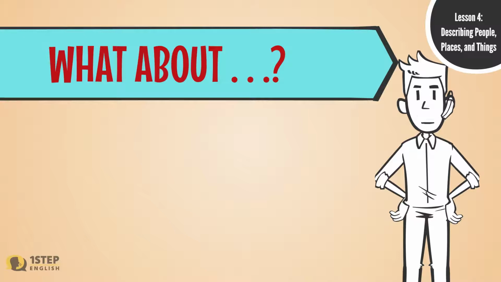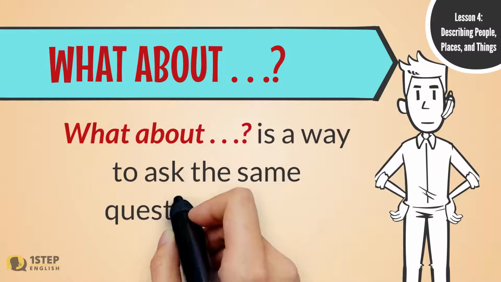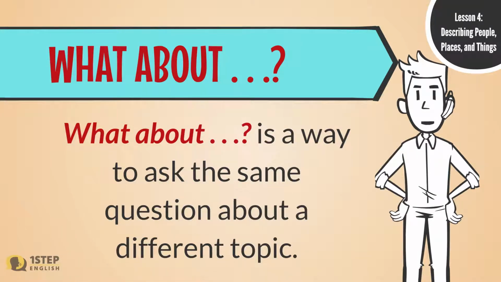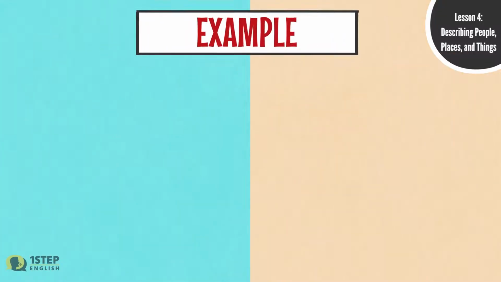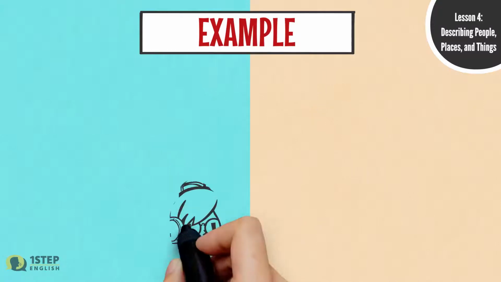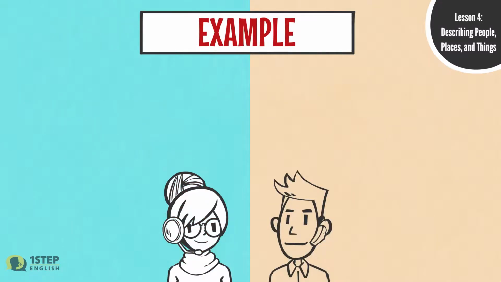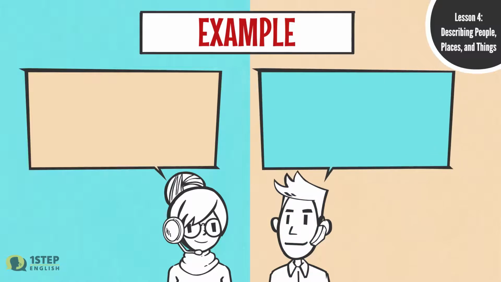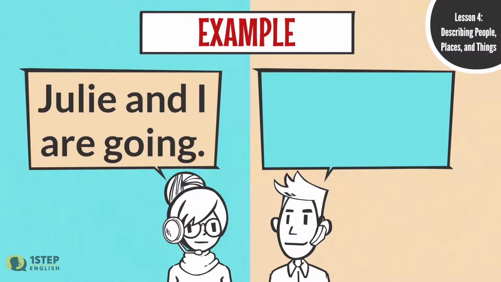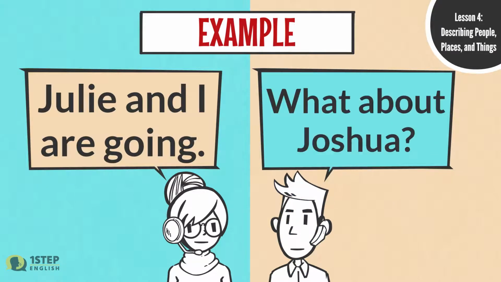What about? What about is a way to ask the same question about a different topic. For example, Julie and I are going. What about Joshua? What about? What about Joshua?